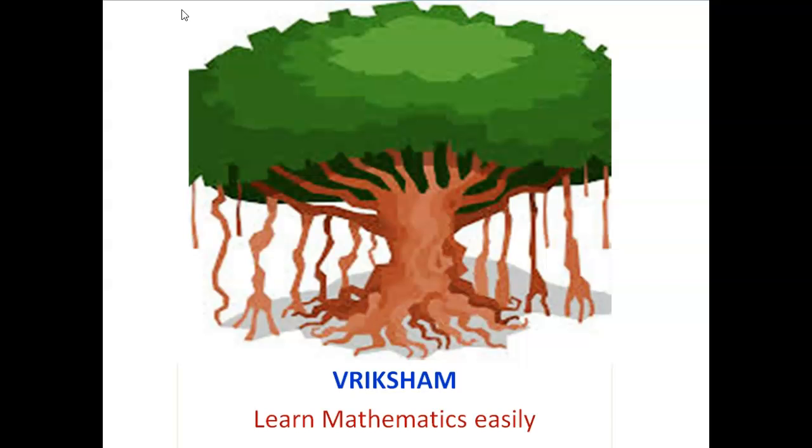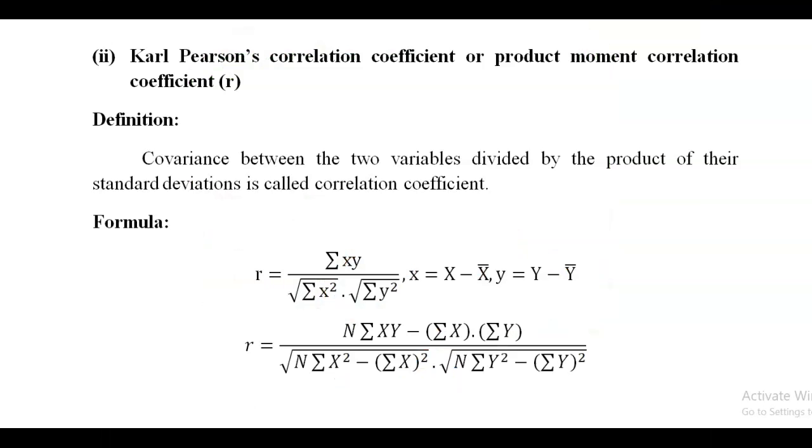Learn mathematics easily. In this part, we are going to learn about Karl Pearson's coefficient of correlation, or product moment correlation coefficient. Karl Pearson's coefficient of correlation is denoted by the letter r. The definition of Karl Pearson's coefficient of correlation is the covariance between the two variables divided by the product of their standard deviations, right?